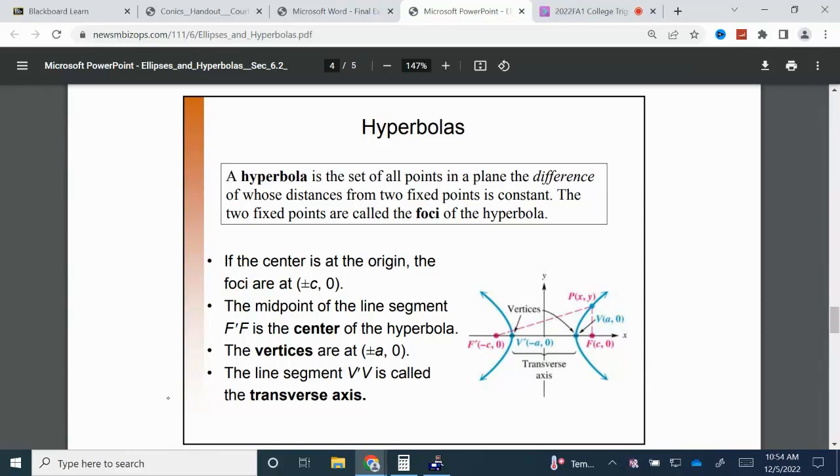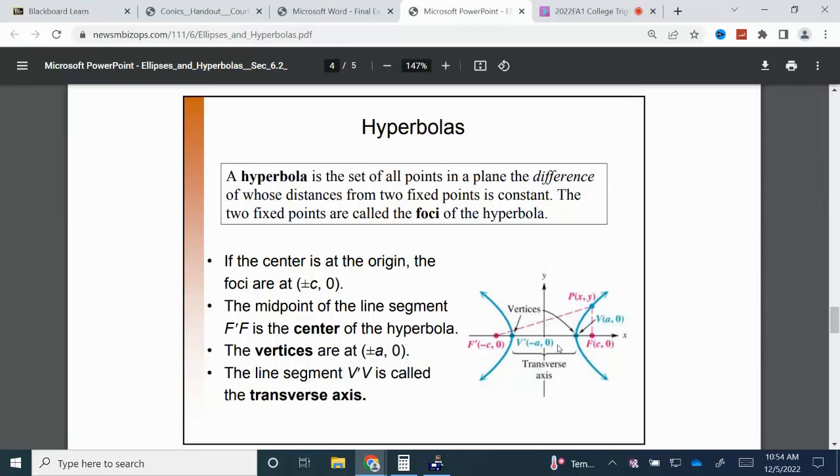So for example, if we were to take a point, let's say here, and drop a perpendicular to one of the foci points, and draw a line from the point on our curve to the other foci point, we can subtract those two distances and we would get the same number as the previous difference. So that's what makes a hyperbola a hyperbola.